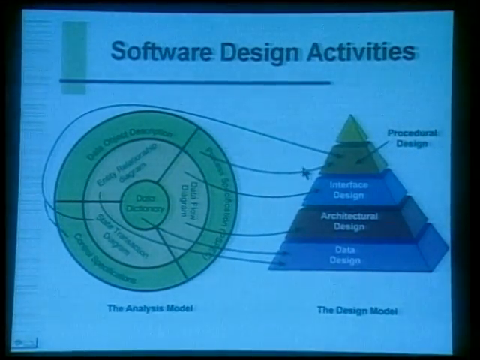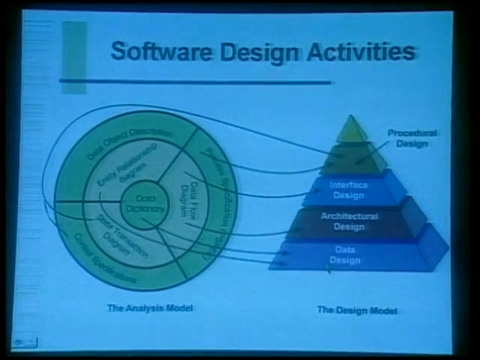Now note one important thing here, that all these designs are inferred from the analysis models. For example, the interface design is derived from the data flow diagrams, and the procedural design is derived from the state transition diagrams, control specification, and the process specification. So the main idea here is that all our software design must be derived from the analysis models. The analysis model is the basis on which the design is built.